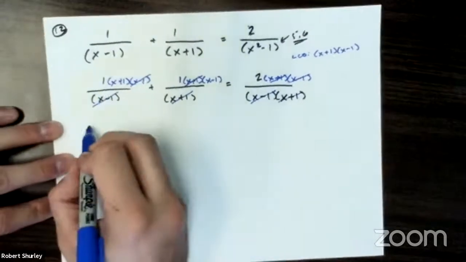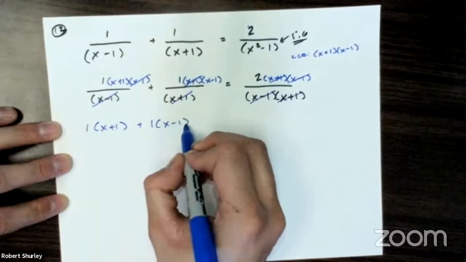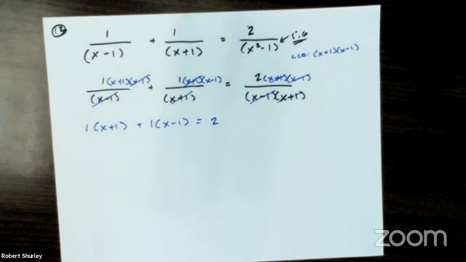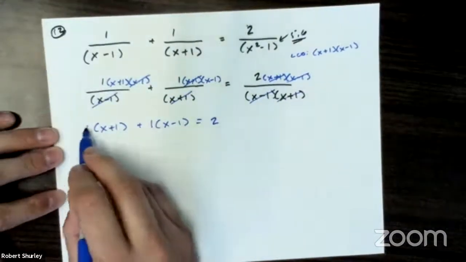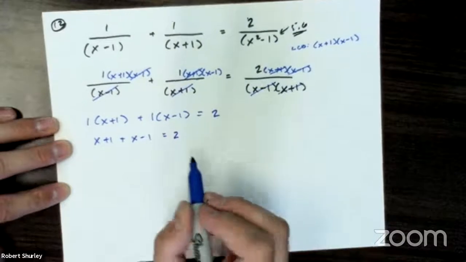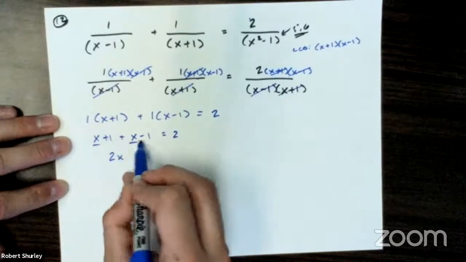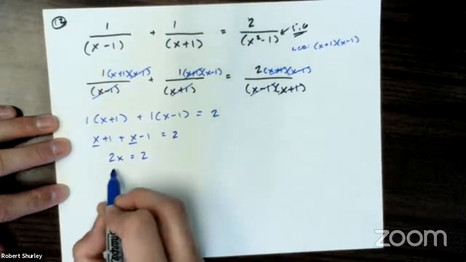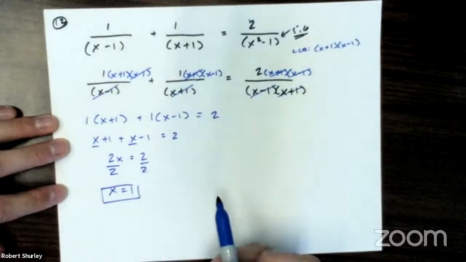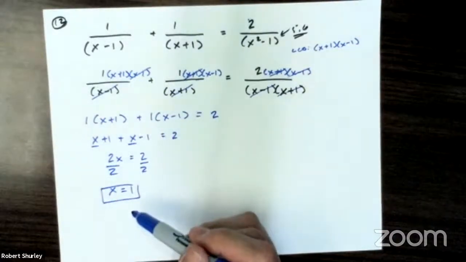Now over here, this leaves us with 1 times x plus 1 plus 1 times x minus 1, which equals, oh, just 2, right? Okay, so the 1's go away, right? If you distribute the 1, this just winds up being x plus 1 plus x minus 1 equals 2. X plus x is 2x. 1 plus a negative 1 is 0. So you get 2x equals 2, divide by 2, and you get x equals 1. Hey, hey, hey. That wasn't too bad. It was really weird looking, real bulky at the beginning, right? But it wound up not being that hard to solve.